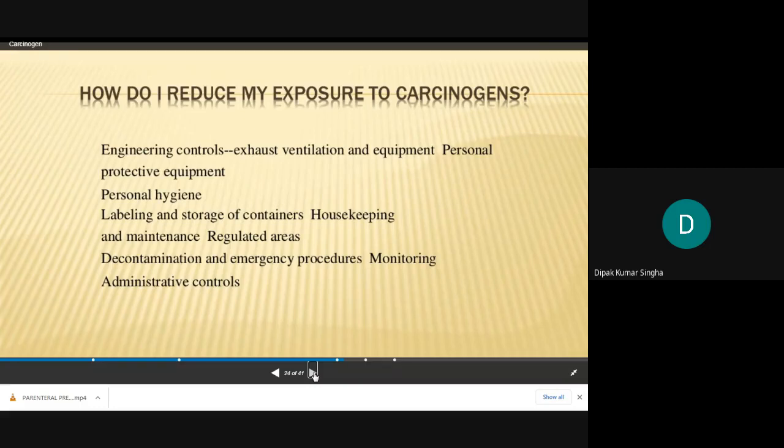And then decontamination and emergency procedures, or monitoring and administrative control. Obviously, some instructions are given to workers or any other person to avoid this area, or to protect themselves from contamination by carcinogens.